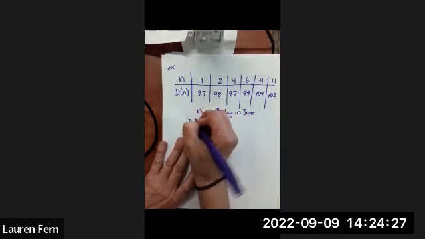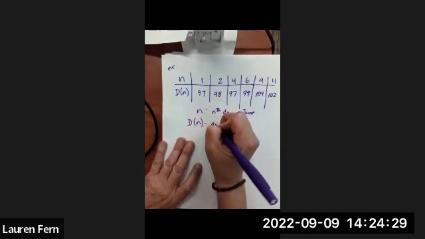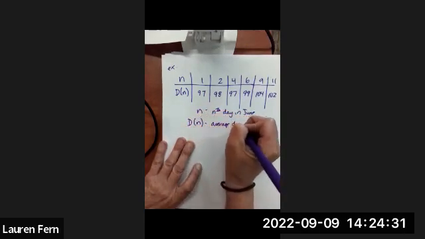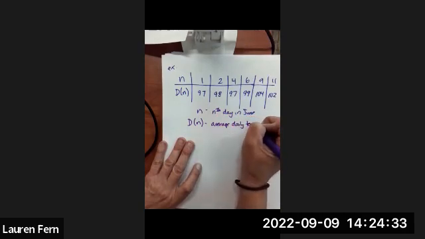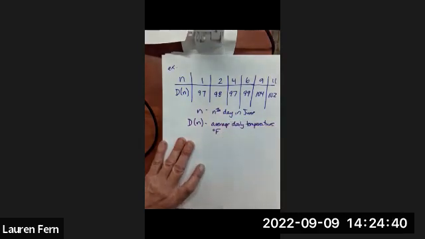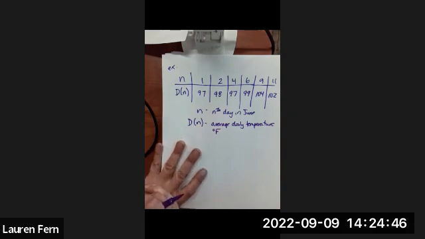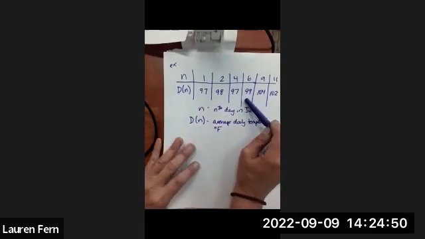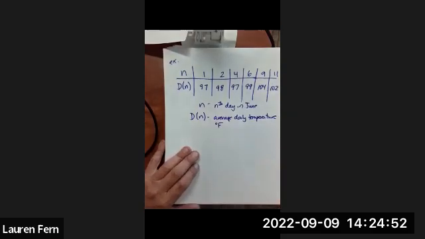And the output is the average daily temperature. And we'll say it's in degrees Fahrenheit on that particular day. Okay, so on June 6th, how hot was it? 99 degrees. Wow, that doesn't sound very fun.